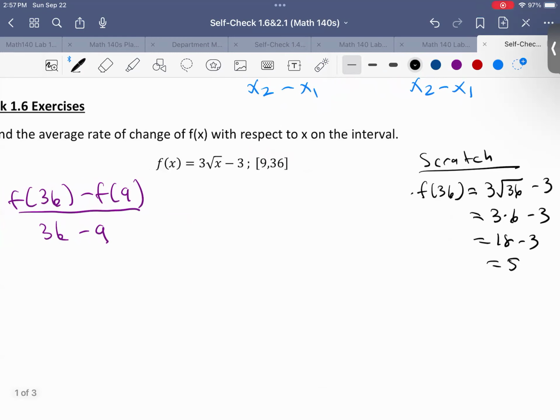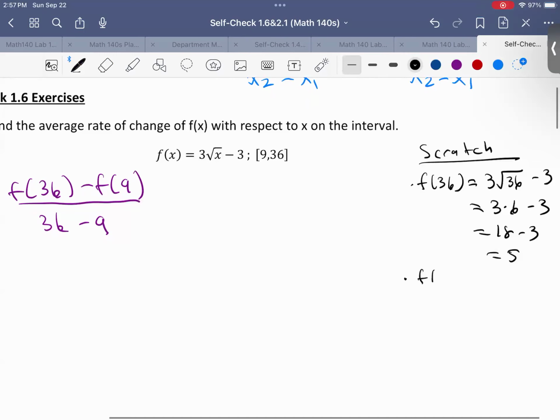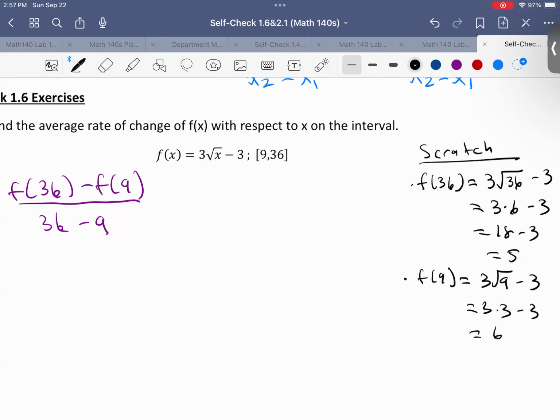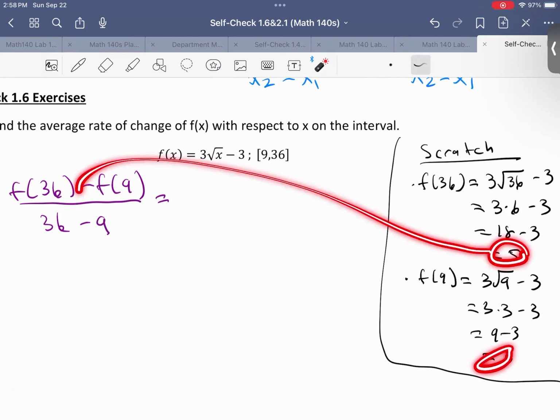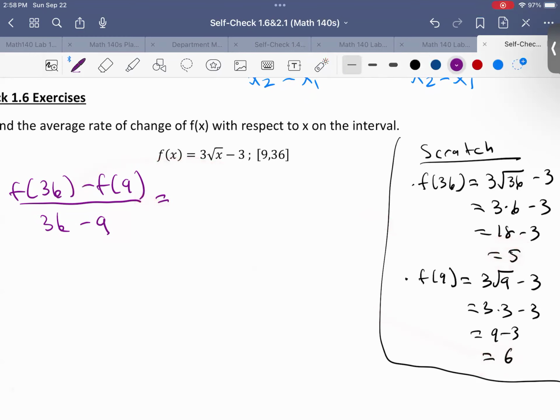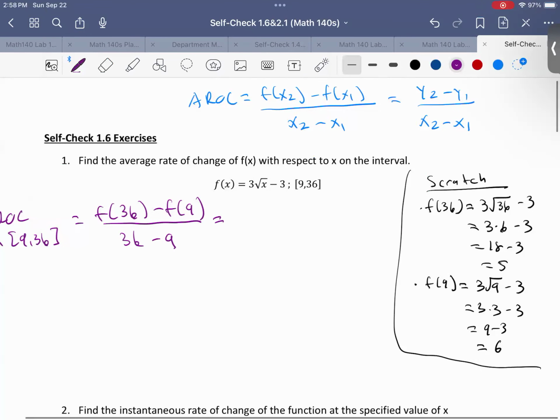Next one is f of 9. Same thing, we're going to plug in 9 into the function. So 3 times the square root of 9 minus 3, which is just 3 times 3 minus 3, which is 9 minus 3, which is just 6. Okay, great. So put these guys back in here respectively, putting them right there.